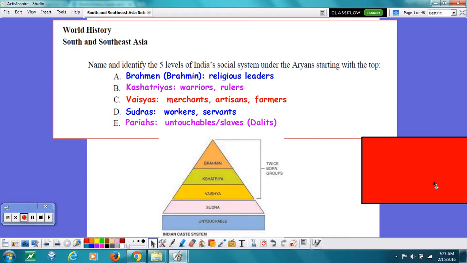These three groups have the ability to be born again, and we'll talk a little bit more about that when we talk about some elements of Hinduism. Below these three, we have the Sudra. They are your workers, your servants, and then kind of below that, and even some people say not even part of the caste, we have a group of people that have been known as untouchable, the pariahs, or the Dalits, as they're referred to today. These are people that are doing the jobs that are probably the lowest of the low in society.